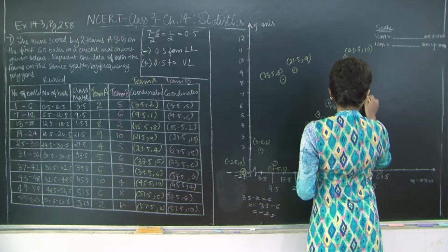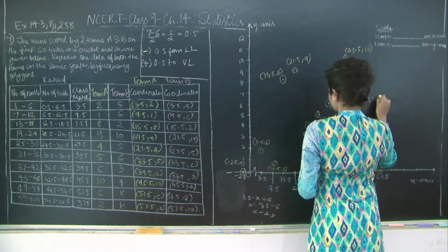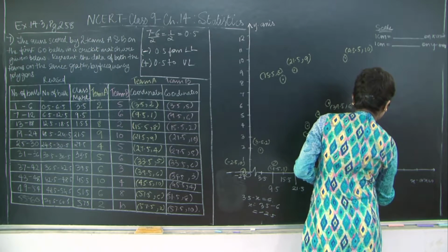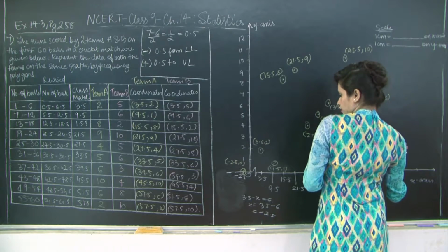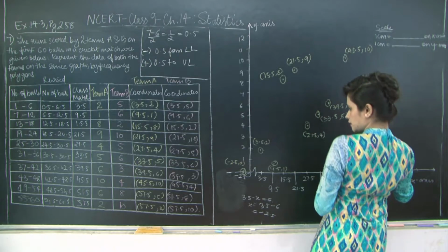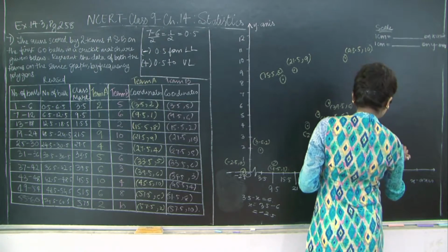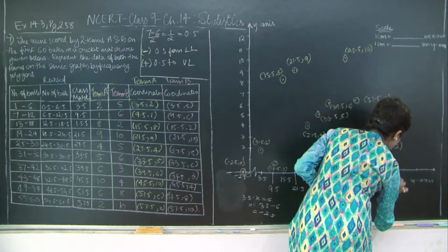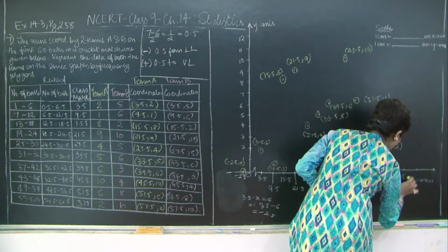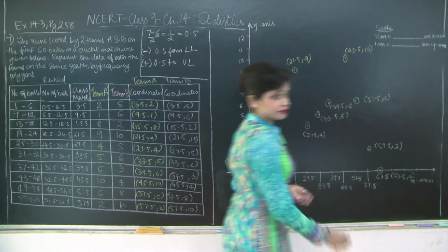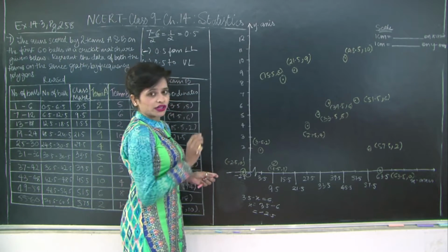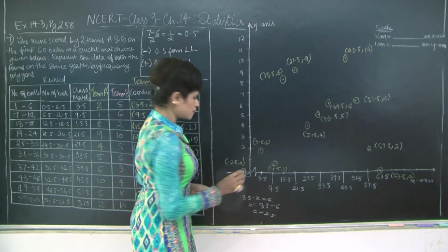51.5 comma 6, 57.5 comma 6, comma 2, and finally I have 63.5 comma 0. Right, now let's go ahead and connect these points. Please make sure that your work is very neat and that you're using a scale to draw this.